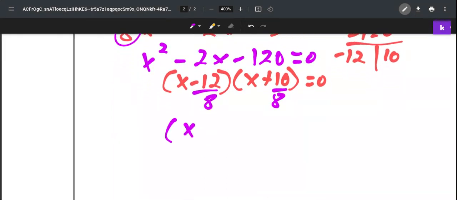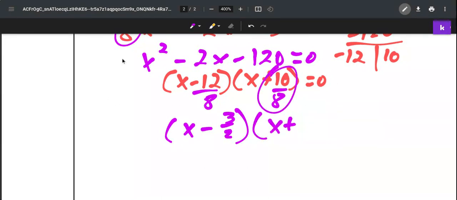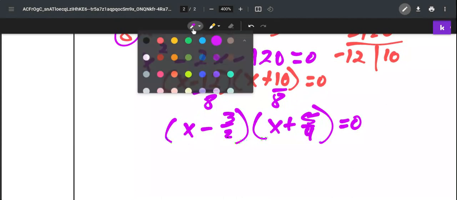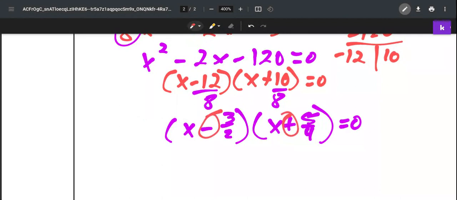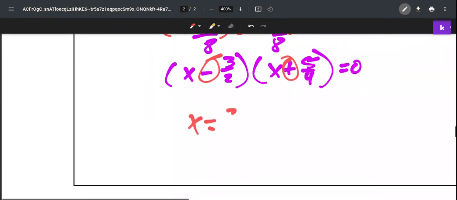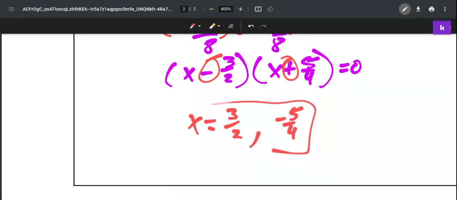All right, so x minus, I just reduced this because I don't want to move that 8 to the front in this case. Because in this case, it'll just make my life more difficult. So that would be 3 over 2. X plus 10 over 8, we would reduce this to 5 over 4. All right. Now, since I kept no number in front of x, I can just flip the signs of these two, and that's my answer. So my answer is x equals 3 over 2 and negative 5 over 4.